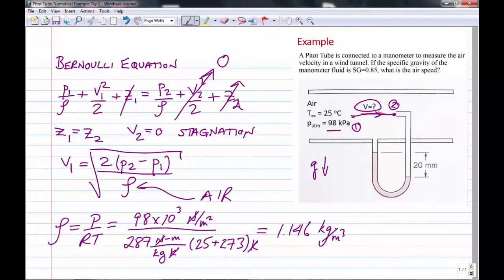We now need to get P2 minus P1, and we're going to use the deflection of the manometer. The pressure at 2 is being felt on the right-hand side of the manometer, and the pressure at 1 is being felt on the left-hand side. And remember from chapter 2 that air has such a low density, we don't consider the pressure to change significantly with elevation. So the pressure on this side is P1 and the pressure on this side is P2. We're going to calculate P2 minus P1 using our manometer relations, which is the gamma of the manometer fluid times this height, which is 20 millimeters. Remember, that's chapter 2.